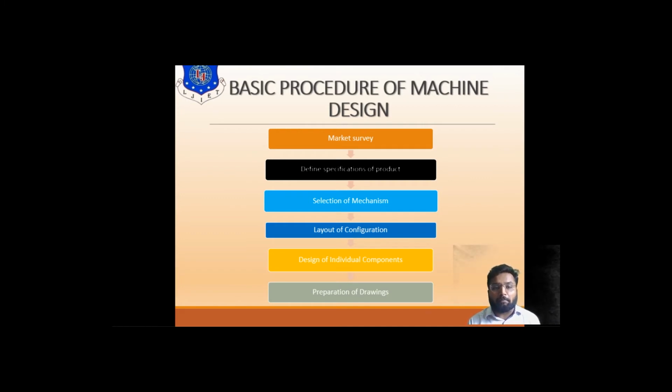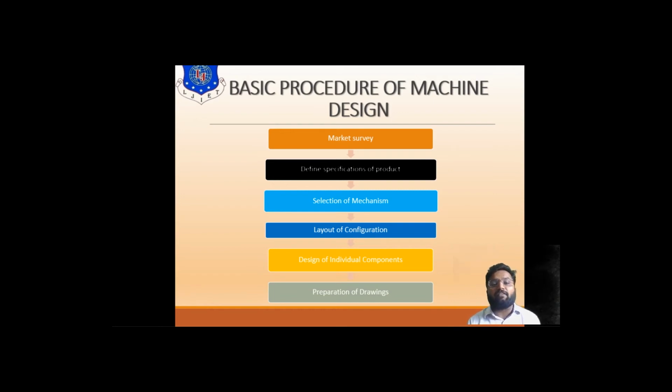We have to start from a market survey. This market survey leads us to a design specification for a particular product. Then this leads us to selection of a particular mechanism. Then we will have a layout of a configuration, then design of individual components, and ultimately preparation of drawings. Like if I want to design a table and a chair, then I have to do a market survey on which kind of table and chair is required by our customer. Then depending on the requirement, whether it is a coffee table, a dining table, or a study table, we will have our design specification depending on our functionality and requirement.